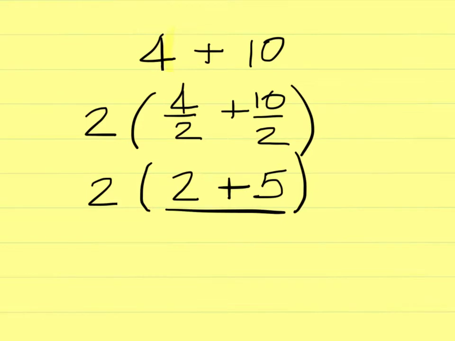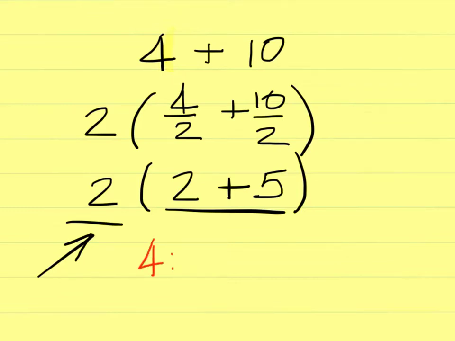Take note that 2 plus 5 is 7, times 2 is 14. So the answer is still the same. But what we're practicing here is factoring out. You're going to do this with variables and not just numbers. One way you can look at this problem is the following.